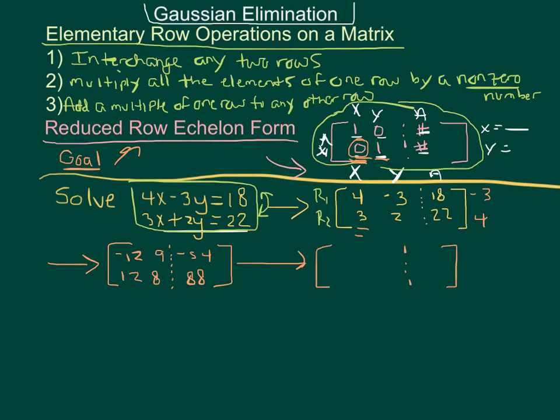So what happens when I do that? Well, I'm going to change the bottom equation. -12 plus 12 becomes a 0. 9 plus 8 is 17. And -54 plus an 88 gives me a 34.